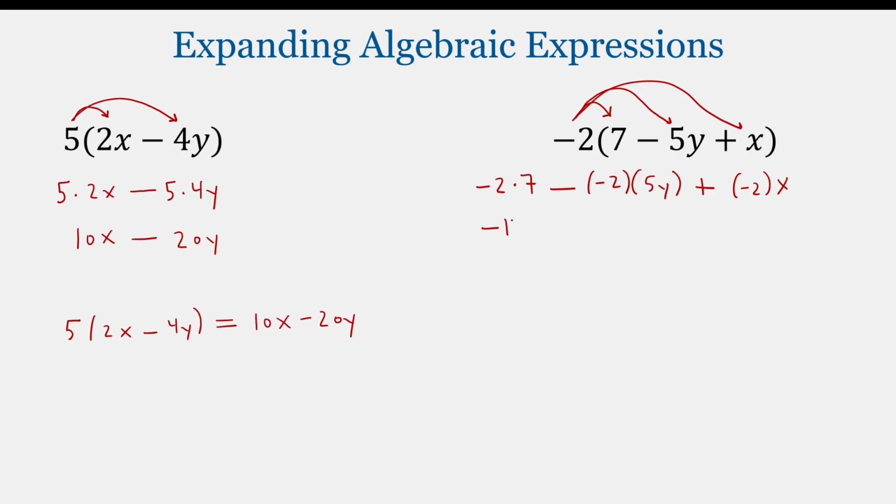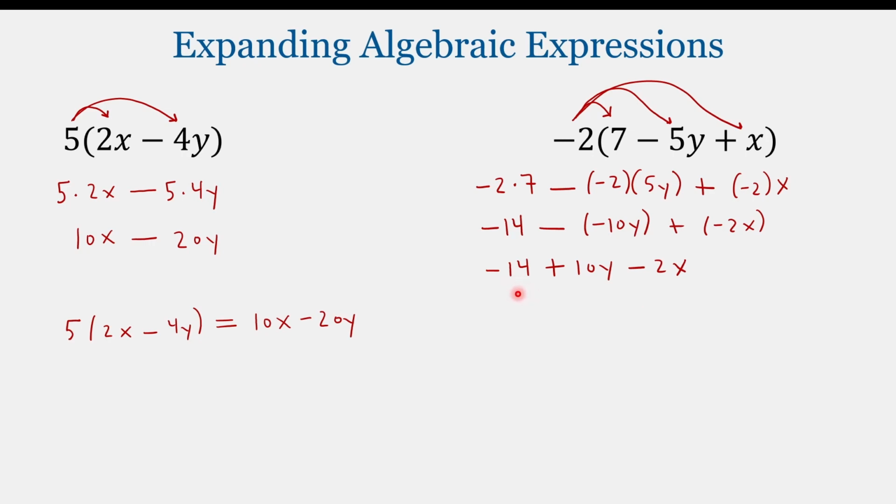This is negative 14, minus, and then we have negative 2 times 5, that's negative 10y, plus, and then negative 2 times x, that's negative 2x. Minus a negative is going to give us addition. We can change that to addition. So we have negative 14 plus 10y, and then plus a negative, that becomes minus 2x.